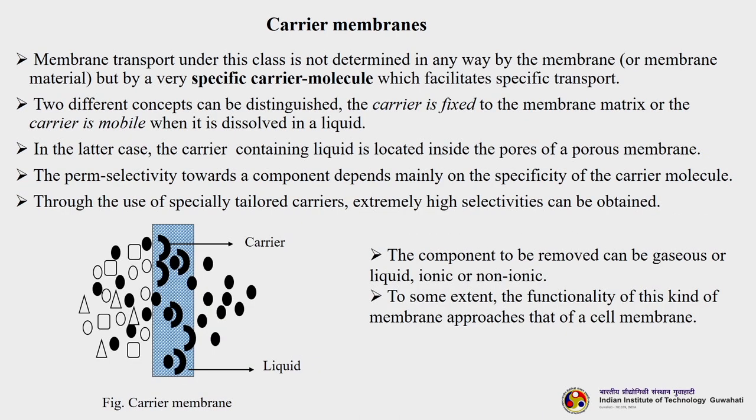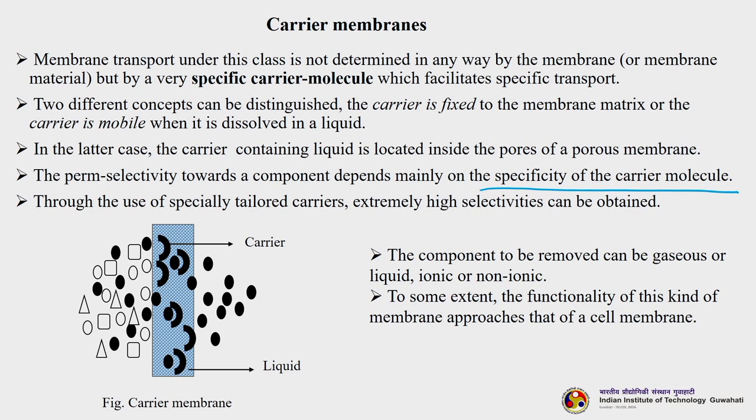The next class of membrane is carrier membranes. This is a specific class of membranes in which the transport is through a facilitated mechanism. Here the membrane transport is not determined by the membrane material, so the membrane material is not playing any role. What helps transport is basically the carrier molecule, which is present inside the pores of the membrane. We can have two different mechanisms here. Either we can have a carrier that is fixed to the membrane matrix, or we can have a carrier which is mobile when dissolved inside a liquid, and that liquid is filled in the pores of the membrane. The solid membrane itself provides mechanical support for such purposes.